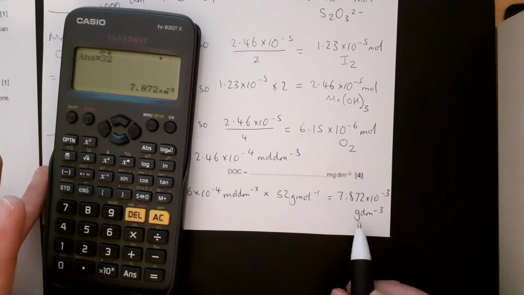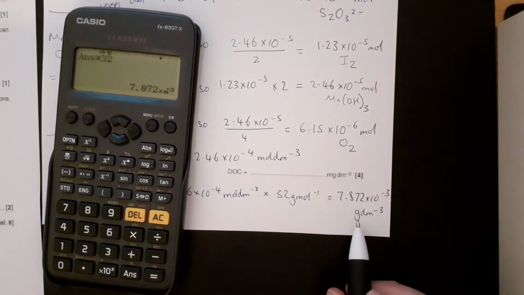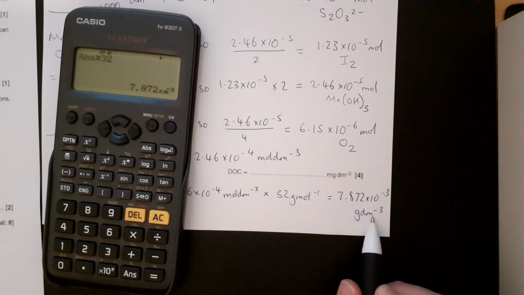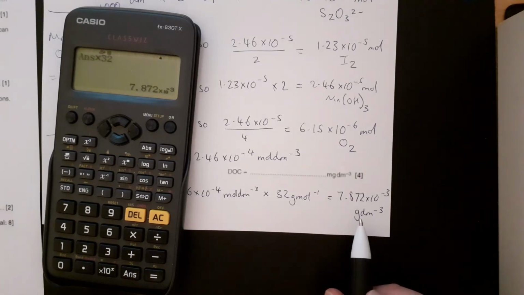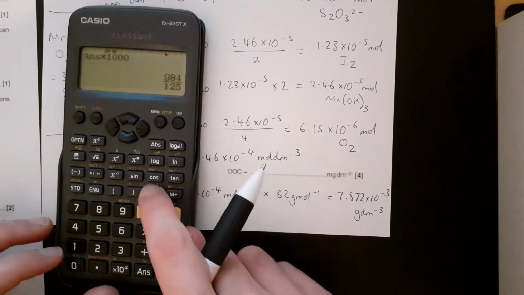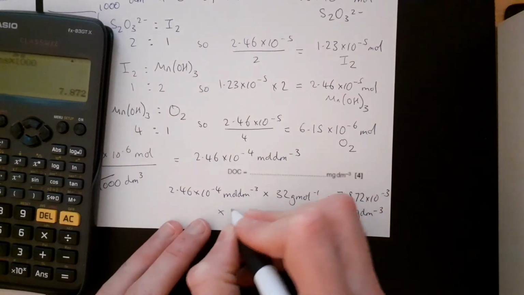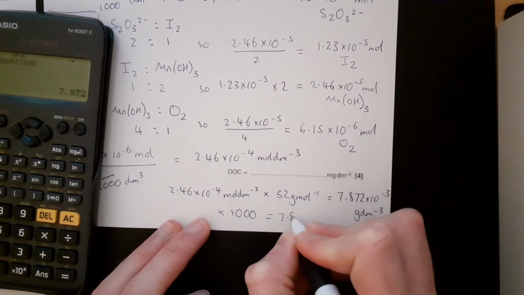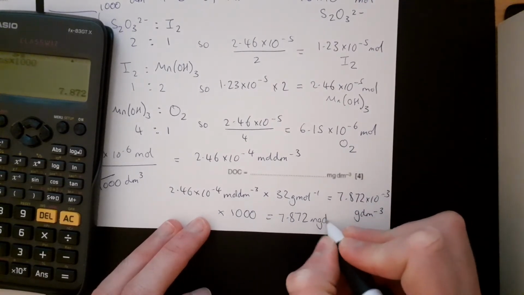So now we need to do this in milligrams per decimeter cubed. So, and this is where we need to think really carefully. If we've got this many grams, well, a milligram is smaller than a gram, isn't it? So if I've got 10 grams per decimeter cubed, I'm going to have more milligrams. Because milligrams, so I need to times by 1,000 to get it into milligrams, not divide by 1,000. Yeah. So I'm going to times this by 1,000. It's just going to get rid of that. It's going to be 7.872. So times by 1,000, 7.872 milligrams per decimeter cubed.